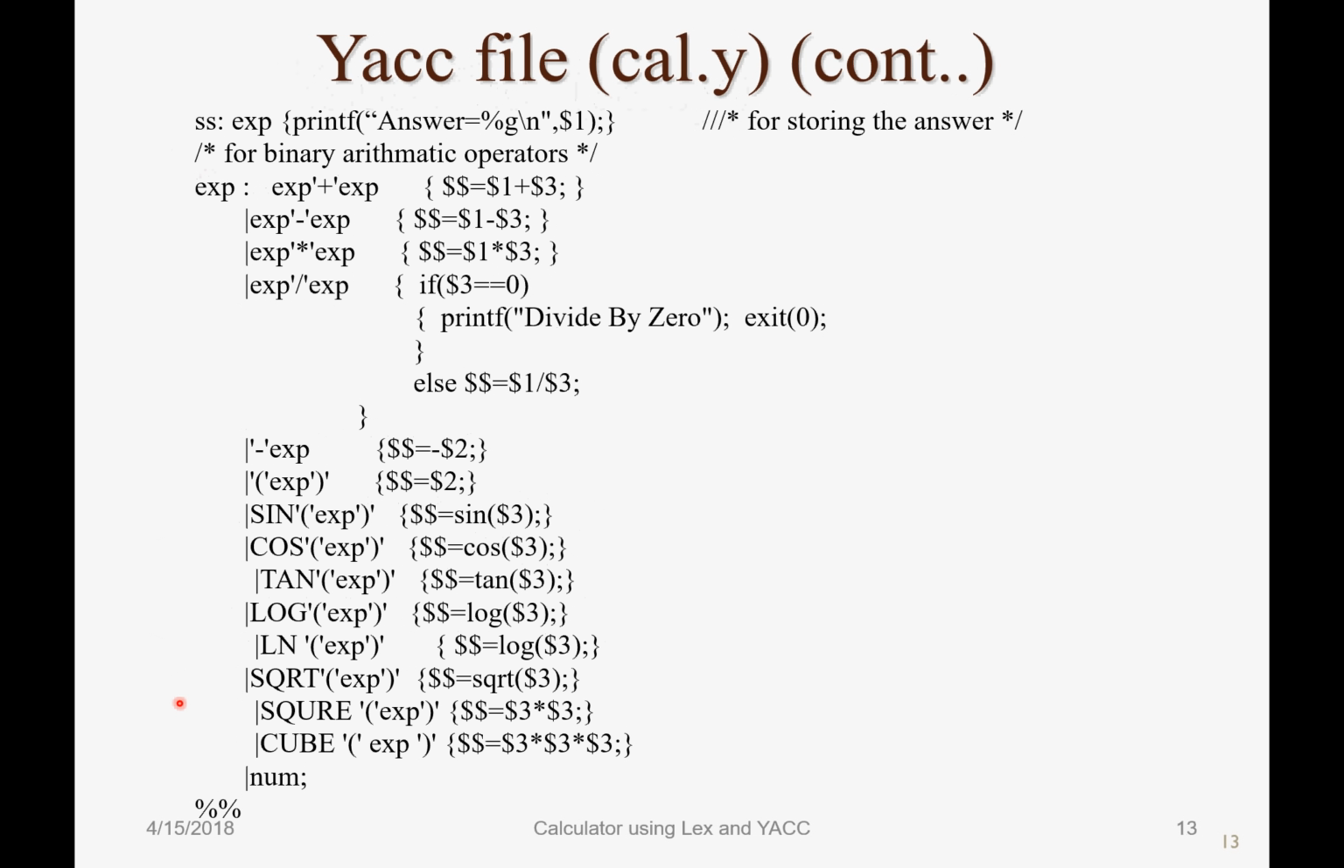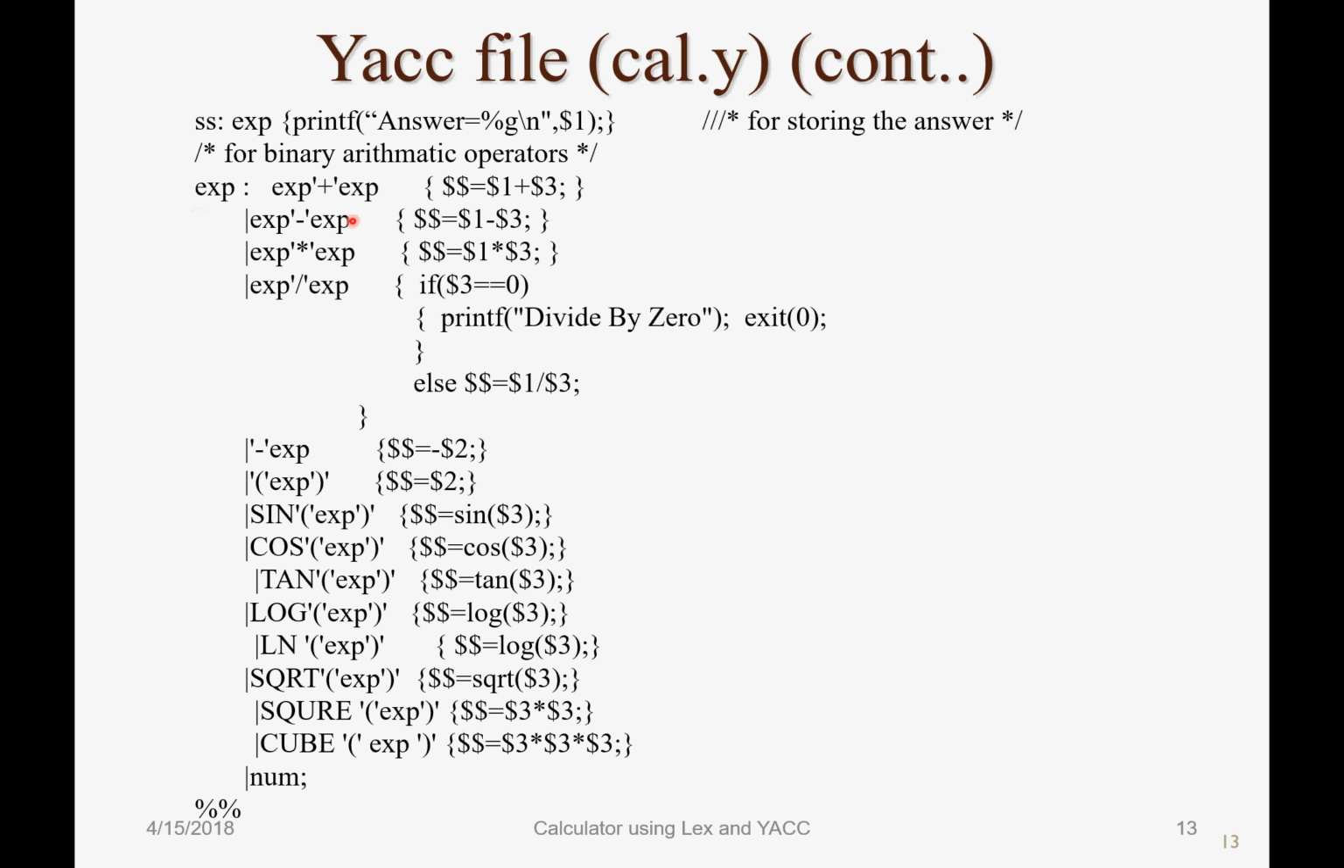Now next is the rule section, where we write the patterns or grammar required for our program. Our program is basically a scientific calculator. Everyone knows how to write a grammar for addition, subtraction, multiplication and division. In PoC we saw E gives E plus E, E minus E, E into E, E divided by E. This is the grammar, and in the same way we wrote it over here.